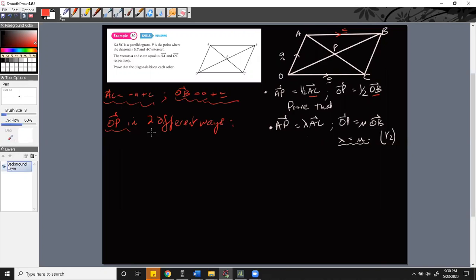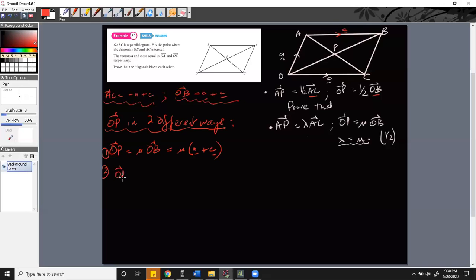Okay? Now the first way is by saying that OP is some scalar multiple of OB, and we've used mu. So it's mu lots of OB. Now we know that OB is A plus C. So that's the first thing. So now we've got to find OP in a different way.